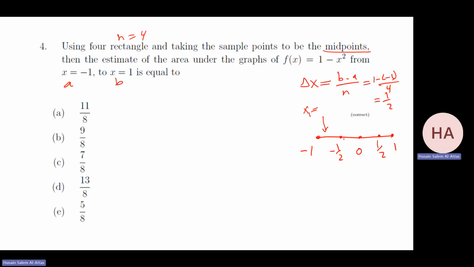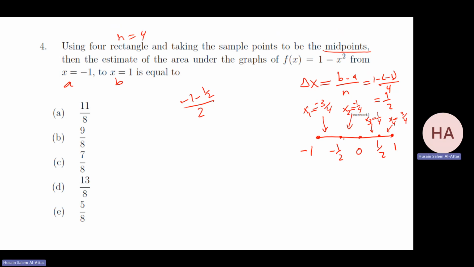X1 will be what? Minus 1 minus half over 2. I add them over 2. So I have minus 1 minus half over 2, minus 3 over 2 over 2. That will be minus 3 over 4. Yeah, strange numbers. Okay, here, what will be the midpoint? Minus half plus 0. How to find the midpoint? You add them and divide by 2. Okay, 0 minus half over 2. That will be minus 1 over 4. Okay, here I have 1 over 4. Here I have x4, what is it? 3 over 4.